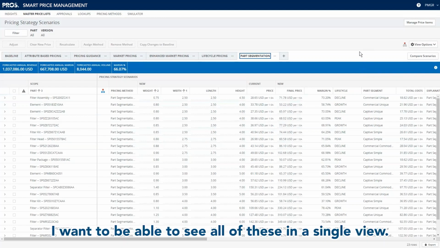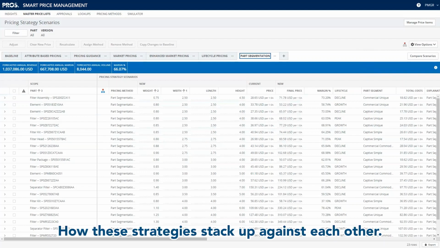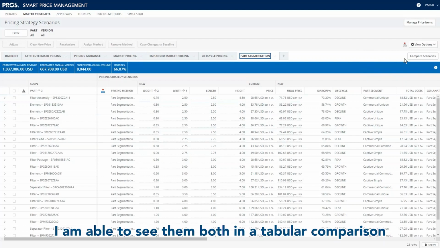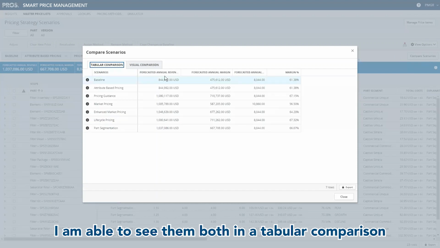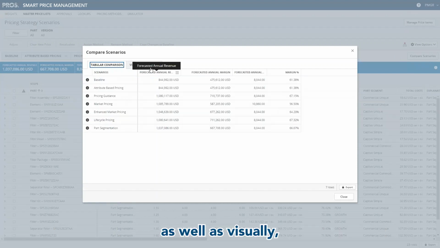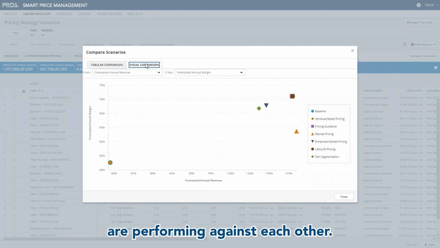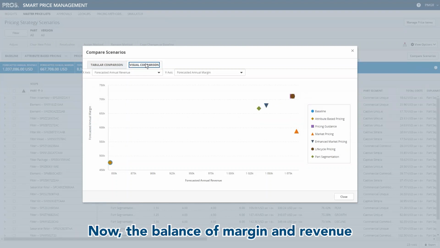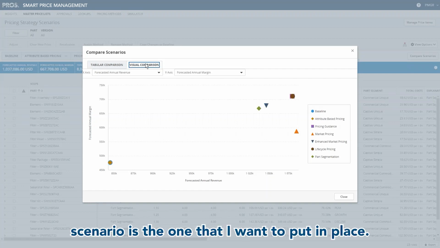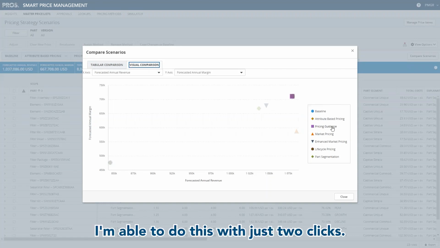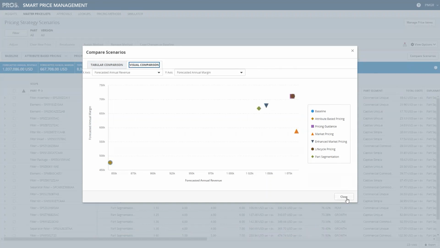Now, of course, I want to be able to see all of these in a single view, how these strategies stack up against each other. I'm able to see them both in a tabular comparison as well as visually. And I can see how these 6 different strategies are performing against each other. Now, the balance of margin and revenue for the pricing guidance scenario is the one that I want to put in place. I'm able to do this with just 2 clicks.